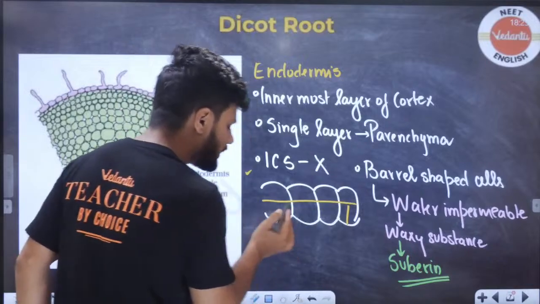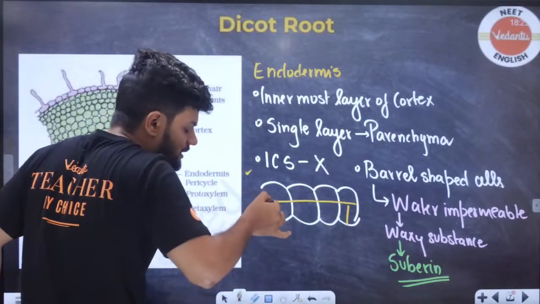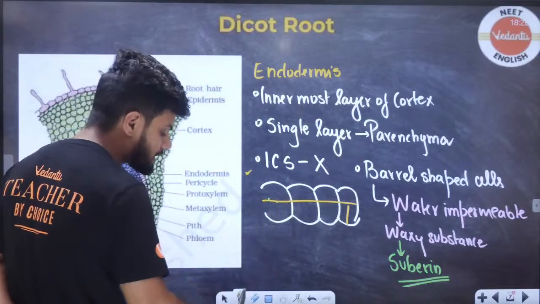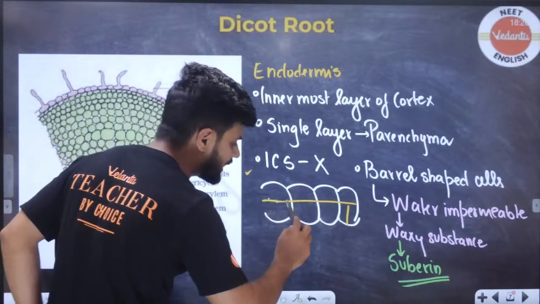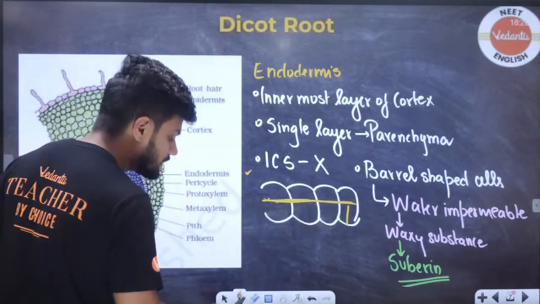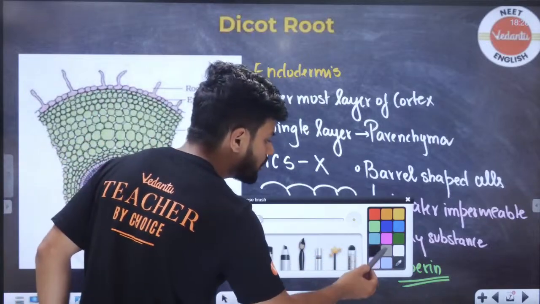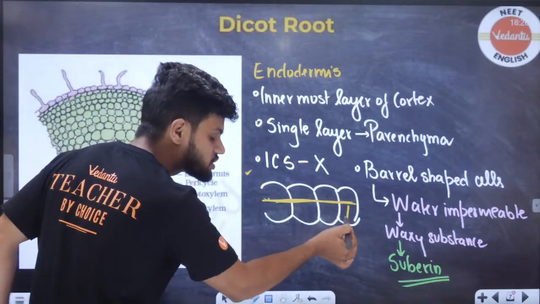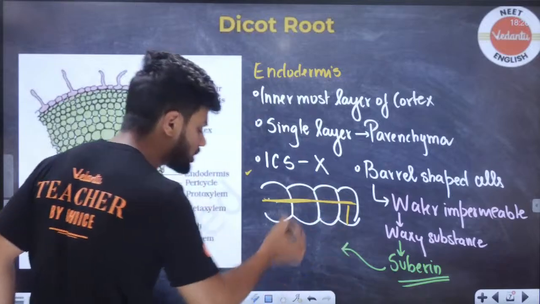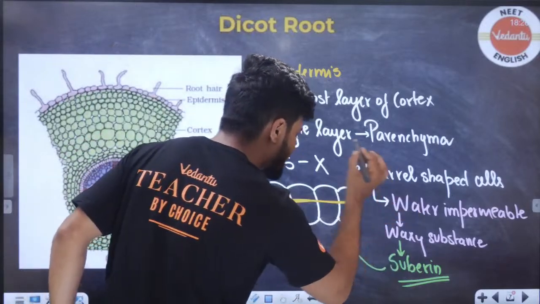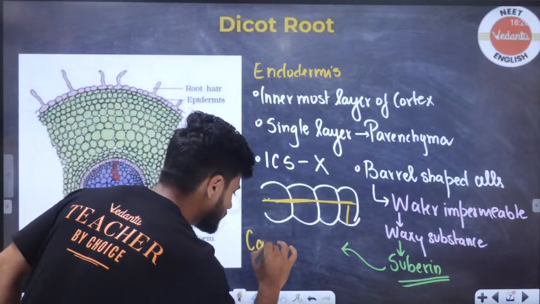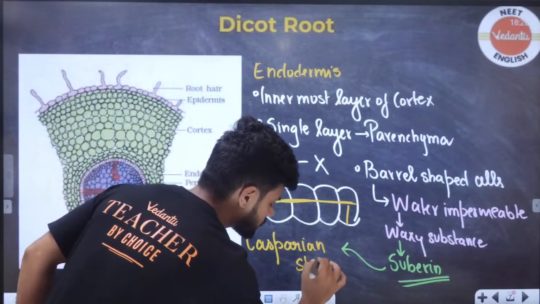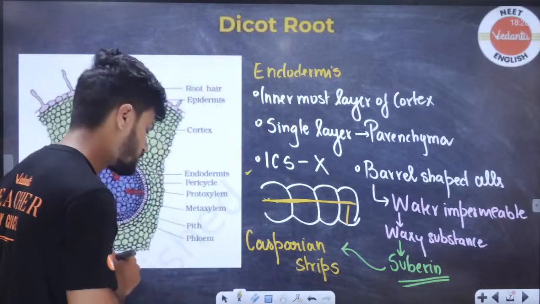Now students, is suberin formed in only one spot, or is it present as a complete layer? Can you see here? Suberin is not present randomly anywhere. It is present as an entire layer, or I can say in the form of a strip. So suberin depositions in the form of a strip are called Casparian strips. Okay.